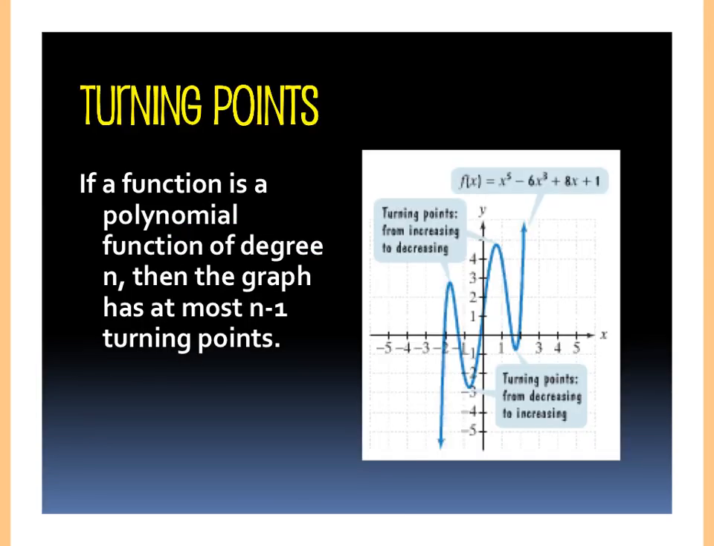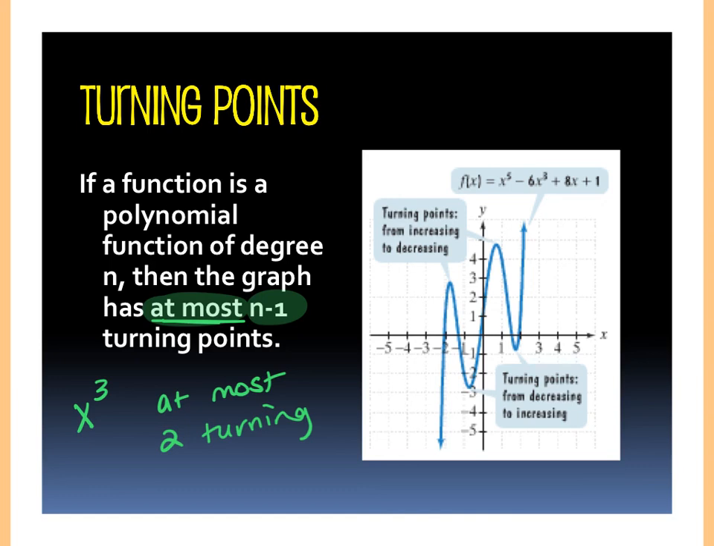Turning points is how many times your function changes direction. Does it go up and down? Does it go up and stay up? Does it go up, down, up, down? Each of those would be a turning point. So if a function is a polynomial function of degree n, then it has at most n minus 1 turning points. So if my exponent is the third, it has at most 2 turning points. It could also have 1. But it has at most n minus 1, okay? If it has 1, it means there's an imaginary root, which is possible, okay? But that's why the words at most are there.